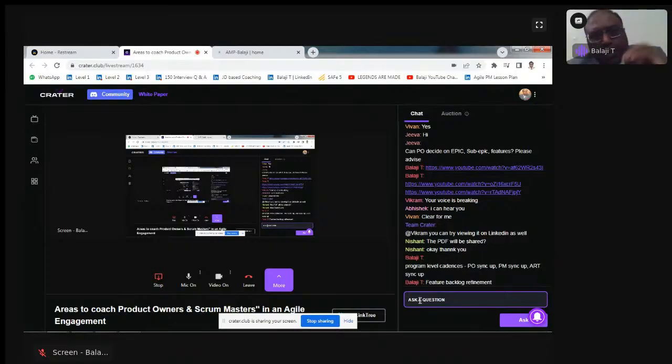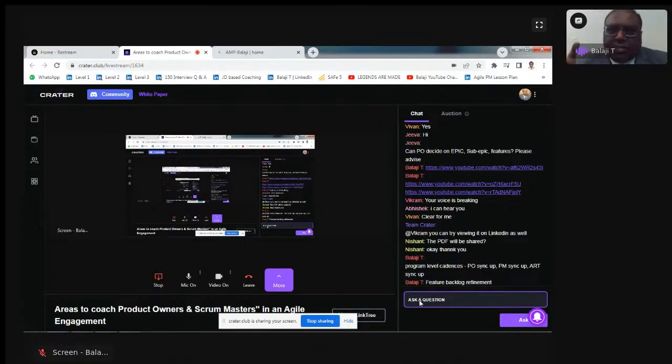If people come to program increment planning and then discuss the features, that itself is a wrong pattern, and it shows that the readiness checklist has not been created or not been followed. That is where the responsibility of the RTE comes in. The RTE needs to coach the Scrum Masters and the product owners in terms of the readiness of the program increment.